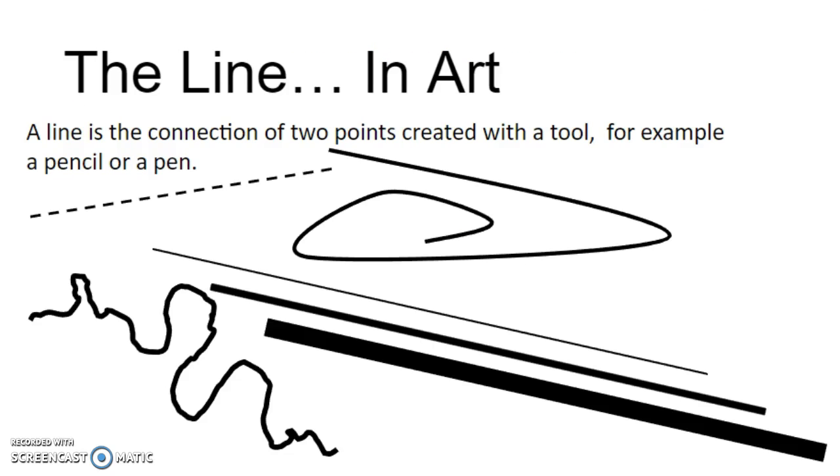A line is a connection of 2 points created with a tool, for example, a pencil or a pen. The line has many applications, including the making of shapes and forms. It can even be used to shade. Line weight is the thickness of the line, and the thicker a line, the larger the number used for reference. As a reference, you can look at mechanical pencils. There are different thicknesses of lead to produce different thicknesses of line.